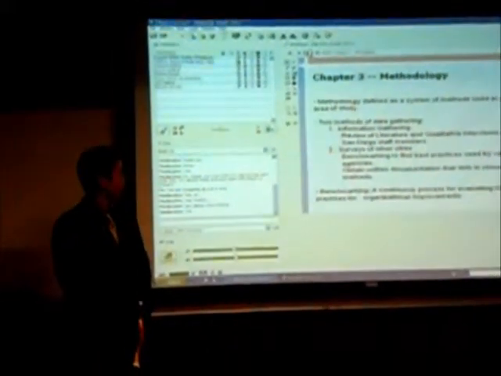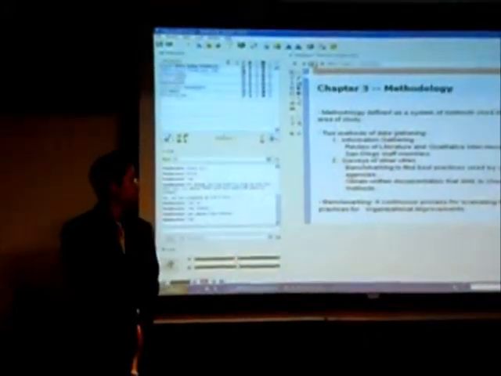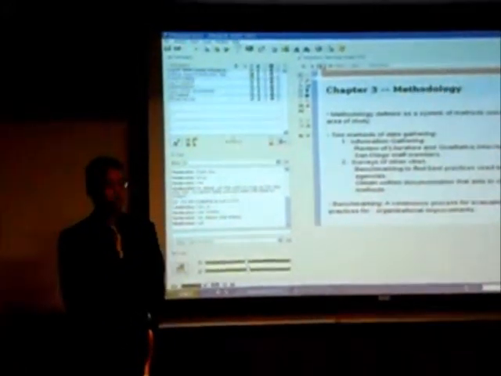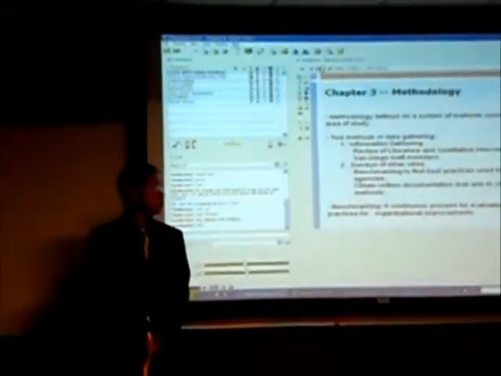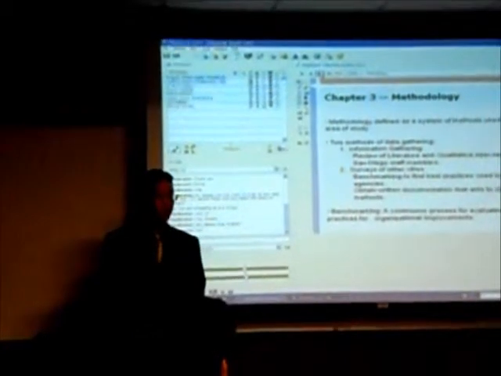Moving on to our second process, which was surveys of other cities. We wanted to take the opportunity to use the surveys as benchmarking evaluations to find best practices used by other agencies.